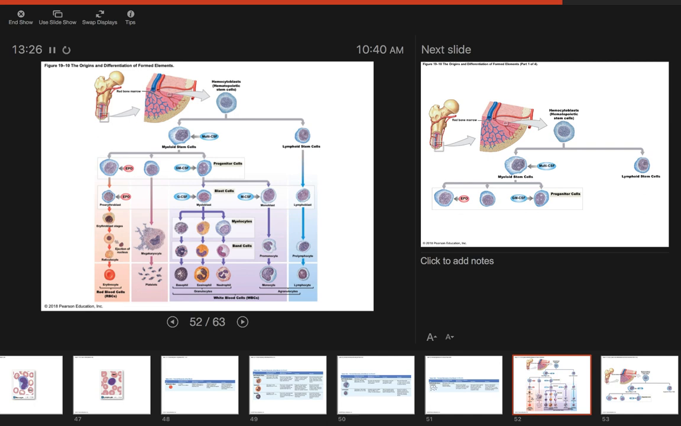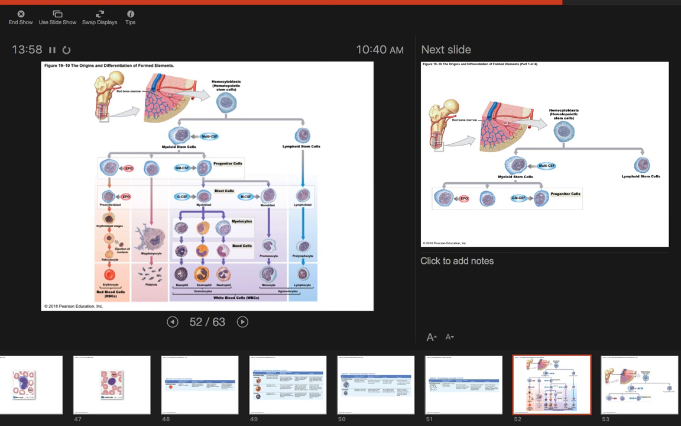All right, so this is what you have to know. All of them are formed in the red bone marrow. They start out as this big, omnipotent stem cell called a hemocytoblast. Now, the hemocytoblast can become either a myeloid stem cell or it can become a lymphoid stem cell. So it specializes. Goes through mitosis, the daughter cell will either be a myeloid stem cell or will be a lymphoid stem cell.